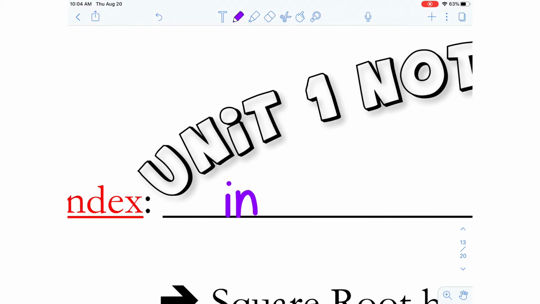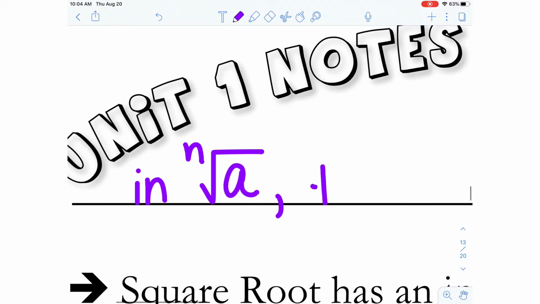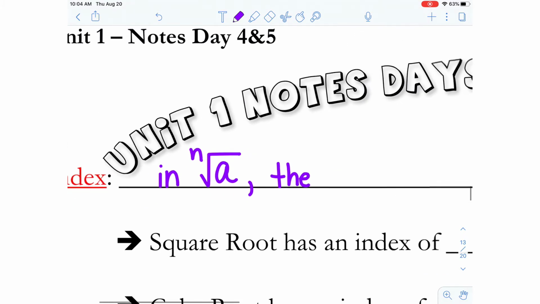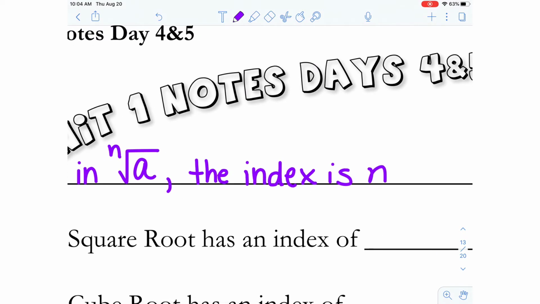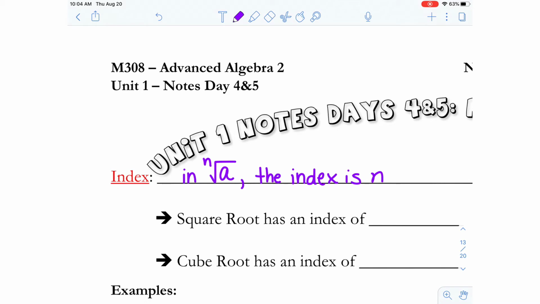So an index, when I'm talking about radicals, if I have the nth root of a, the index is n. So it's that little number out in front of the radical. And so if I had like a fourth root, I would be wondering what number multiplied by itself 4 times gives me whatever the number is underneath the radical.